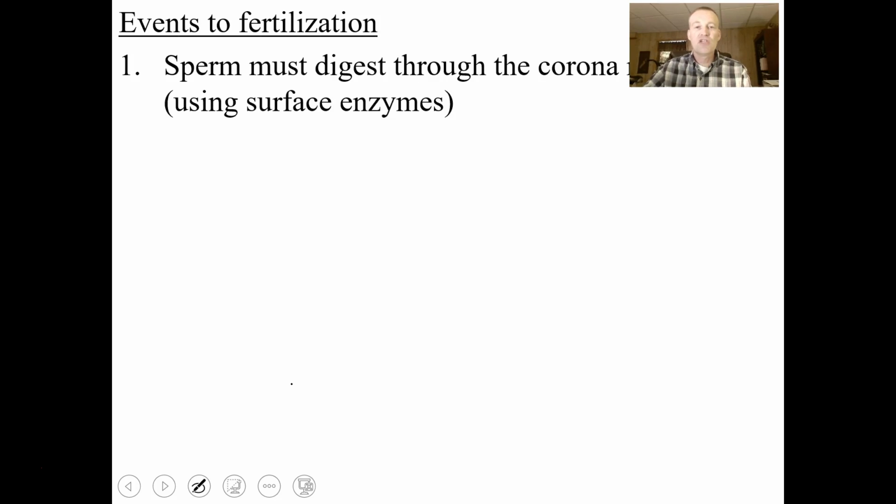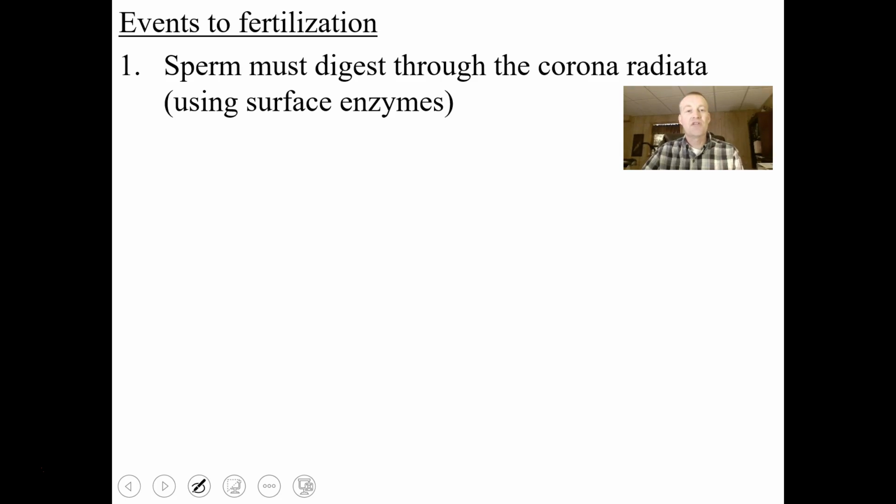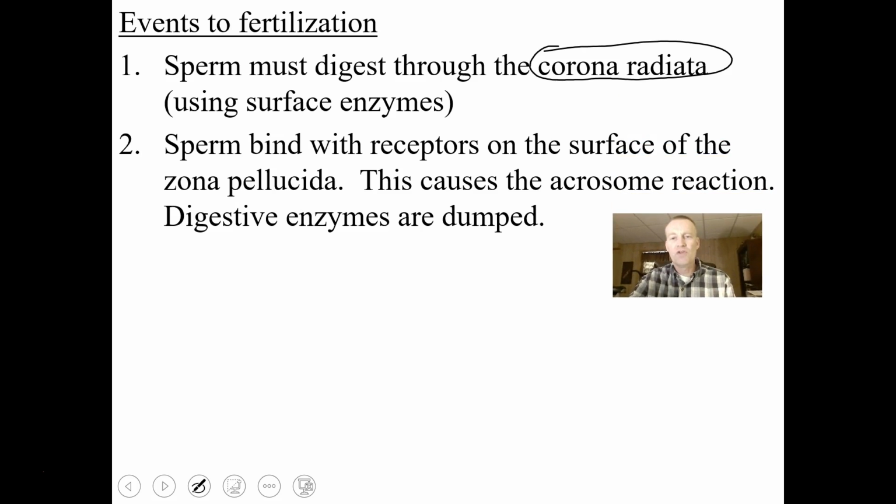So, the events of fertilization. One of the first things that the sperm cells have to do when they arrive at the egg cell is digest through the corona radiata. Those are granulosa cells that are left over from when ovulation occurred. That corona radiata is going to be digested by enzymes on the surface of the acrosome. Once the sperm cells make it through the corona radiata, they're going to bore a little tunnel through. The sperm cell receptors are going to join with the surface receptors on the zona pellucida. That's that protein layer on the surface of the egg cell.